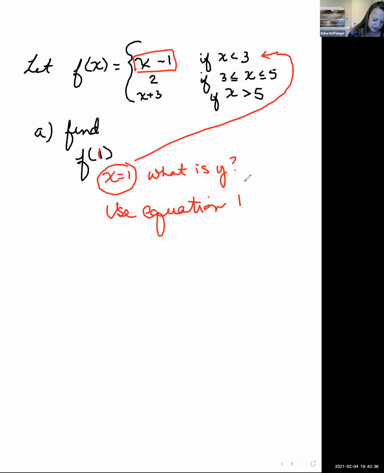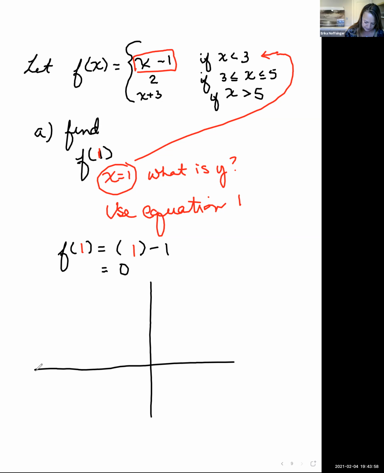And so we would have f of 1 is equal to, I see an x, I'm going to replace it with 1, so parentheses, and then minus 1. So f of 1 in this case is 0. So I can technically draw a graph. I know anything where x is less than 3 is this piece, x minus 1. And so we actually found one point, 1, 0. So I have a point here.